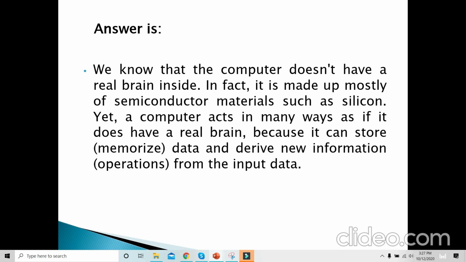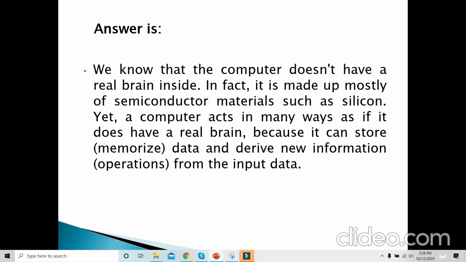So a computer is really made up of semiconductor materials which we call switches. When you know switches, there are only two possible states, which are on and off. If you have a switch in your house, it works the same way as a computer. You turn it off, which is 0. You turn it on, which is 1.